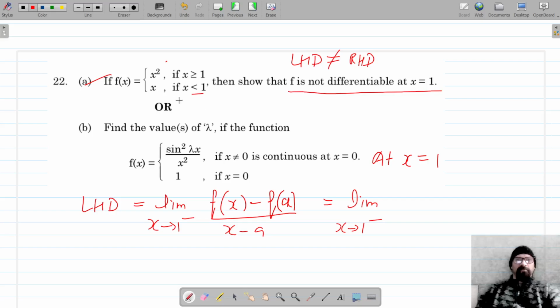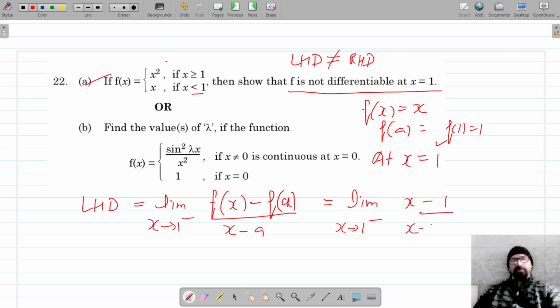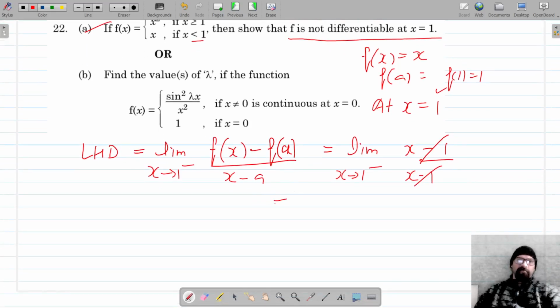Now for the value x less than 1, the value of the function is x. So f of x is x, so x minus f of a. So f of a is 1, so f of 1 is 1, so this is x minus 1 upon x minus 1, so this cancels. And we finally have the left hand derivative: taking the limit as x tends to 1 negative gives me 1. So the left hand derivative is equal to 1.